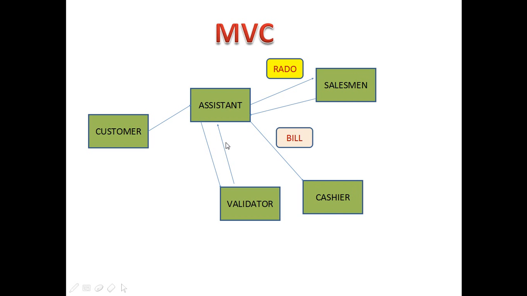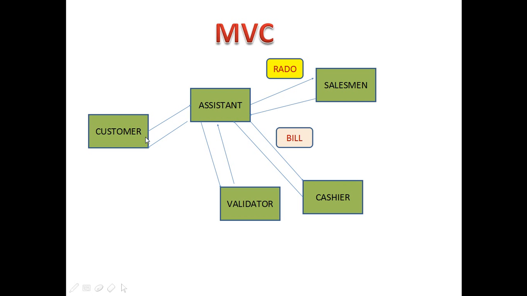Now after the billing has been done, the cashier gives the assistant the receipt of the total bill. Now I, being the customer, pay the bill and I get the watch back. So the assistant again gives the watch back to me. So you just understand the flow.